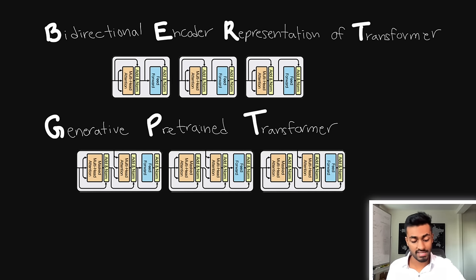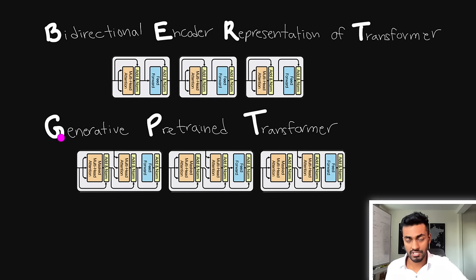And so if we stack the encoders, we'll get a bidirectional encoder representation of transformers, or BERT. And if we take the decoder parts and stack them together, we get a generative pre-trained transformer. These are popular language models, which are typically pre-trained on just general language data, and then they are fine-tuned by us depending on the task that we want to solve.